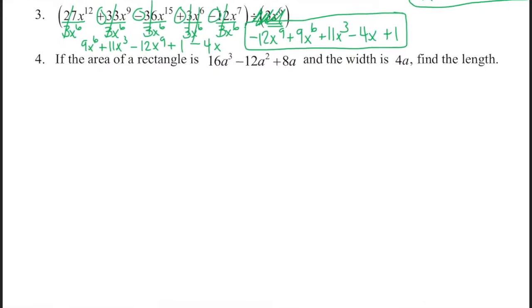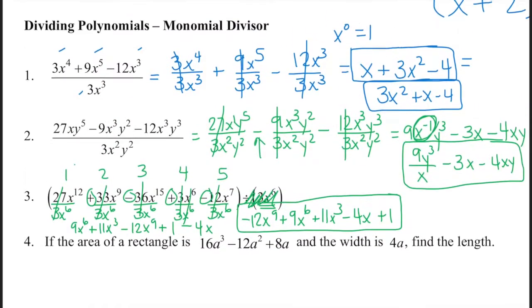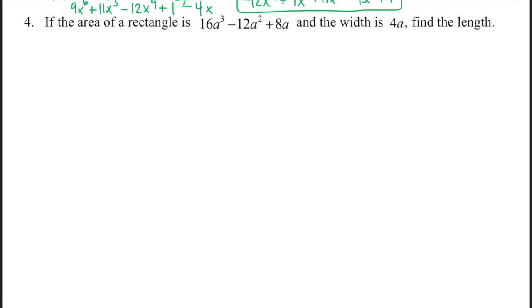And then we have a number 4. So we've got a word problem here. If the area of a rectangle is 16a to the 3rd minus 12a squared plus 8a, and the width is 4a, find the length. Now, this is in the division section, so we know we're going to be using division to solve this problem. So let's think for a second.